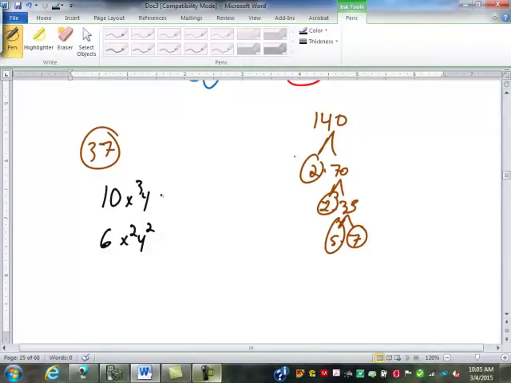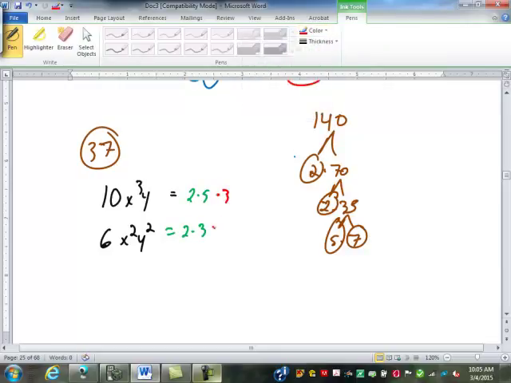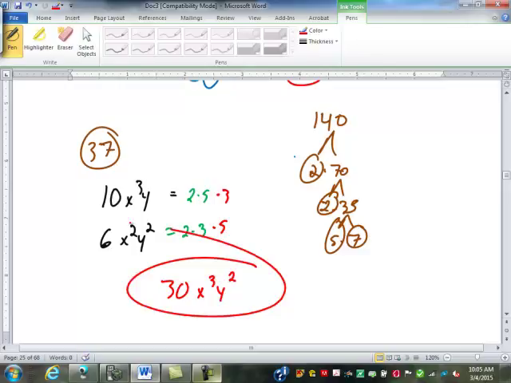Okay, so the 10 and the 6. 10 factors into 2 times 5, 6 factors into 2 times 3. So the top one's going to need a 3, the bottom one needs a 5. That's going to be 30, right, for the number? For the variable, you take the higher of the powers. So x to the third, y to the 2.